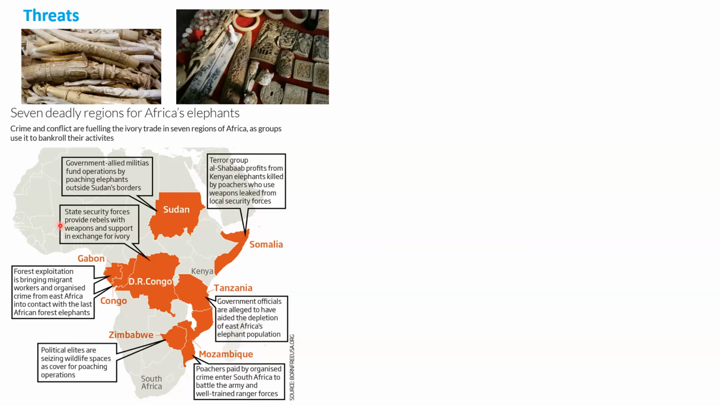And in certain countries, like in Sudan, there are government-aided militias, right, that actually fund operations that support poaching of elephants. So it's really bad. It's actually the government that is supposed to protect these natural resources that is the reason why elephants are declining, right? And in Somalia, there are terrorist groups, right, that actually support poaching, because that is a source of income for those terrorists.